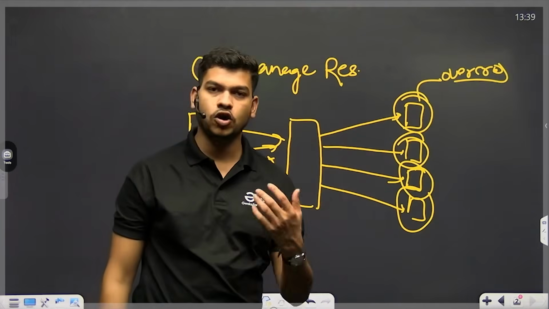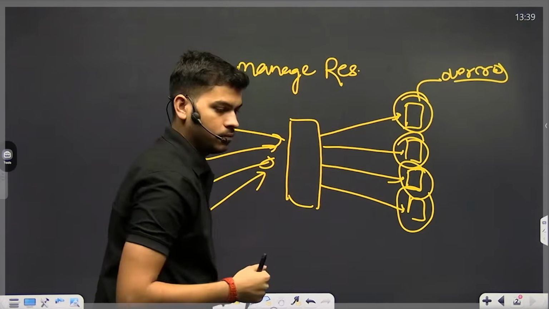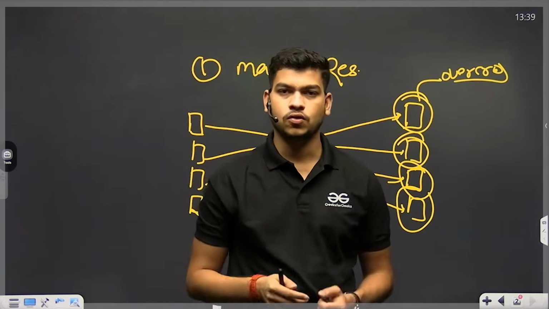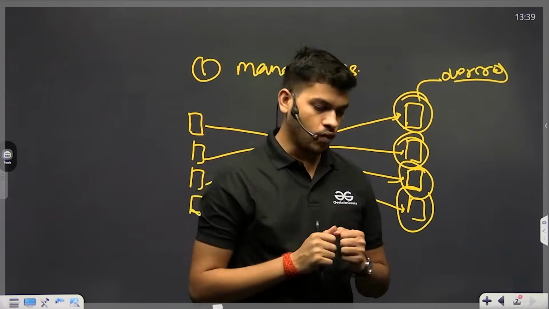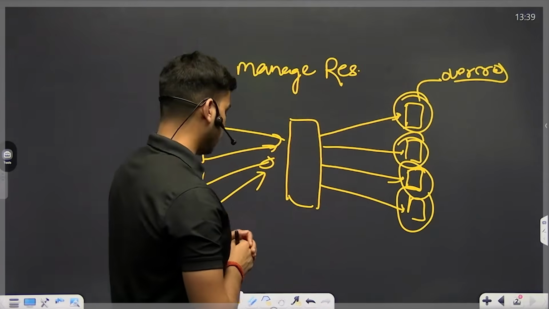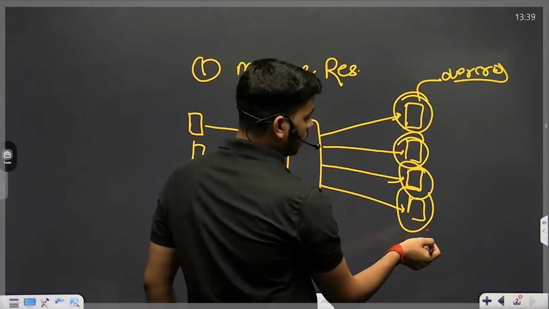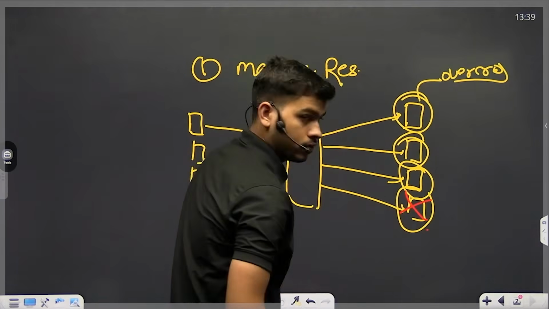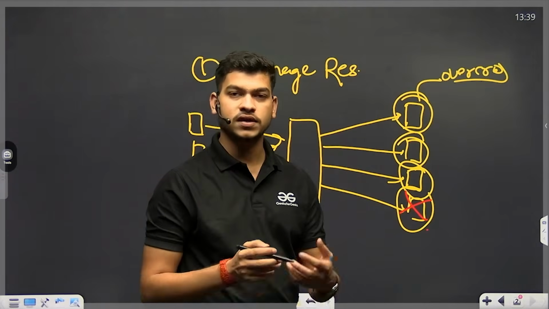Overcrowding problem will not be there because the load balancer is taking care of all the resources. Okay, done, the load balancer can manage the resources well. But what is the case when one of the servers is down? There might be scenarios where one of the servers goes down.